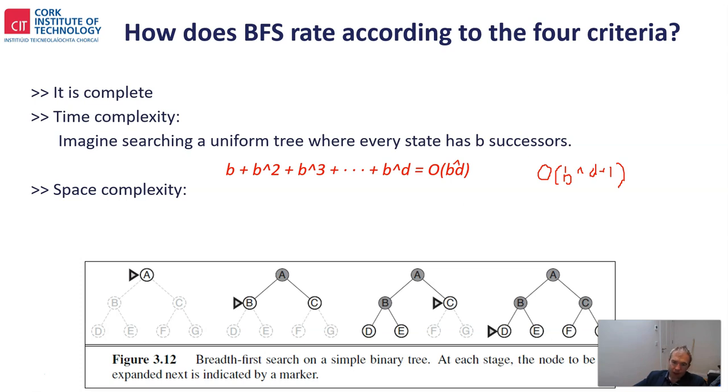Space complexity, for any kind of graph search which stores every expanded node in the explored set, is always within a factor of b of the time complexity. For breadth first graph search in particular, every node generated remains in memory. So there will be big O b to the d minus 1 nodes in the explored set and big O b to the d nodes in the frontier. Okay.